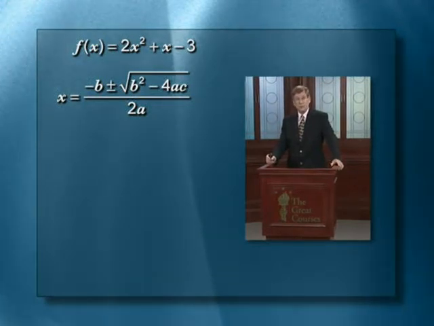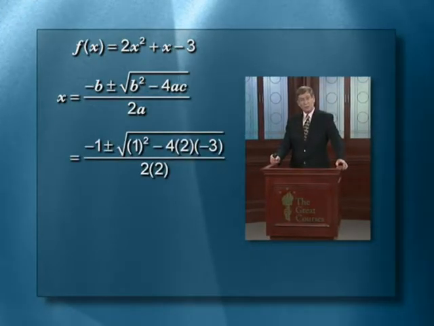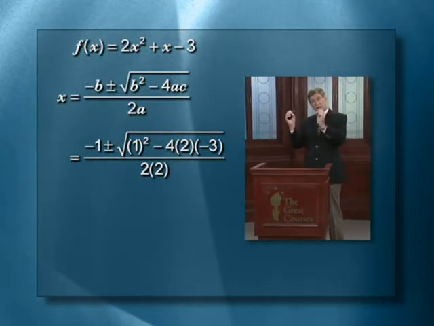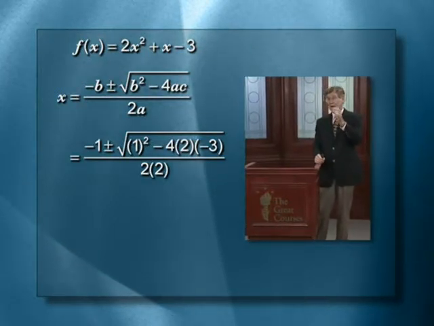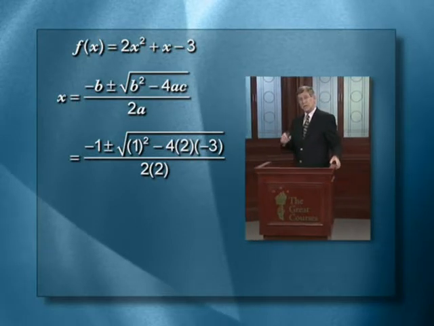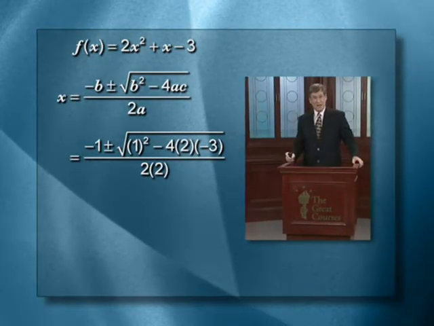So we plug those in. x equals minus 1, that's minus b, plus or minus the square root. Here we go with that radical. b squared minus 4ac, 1 squared minus 4 times a, and a is 2, times c, which is minus 3, all divided by 2 times 2, 2 times a.